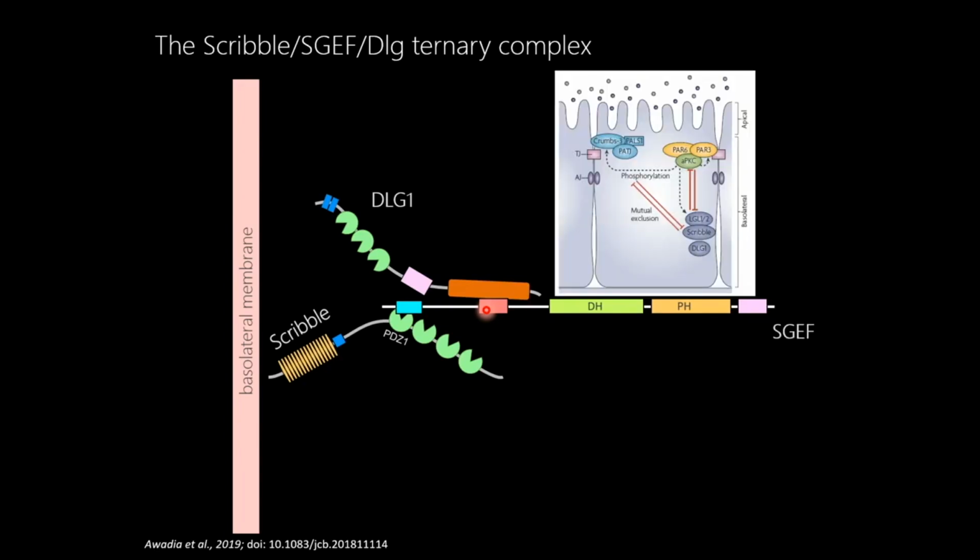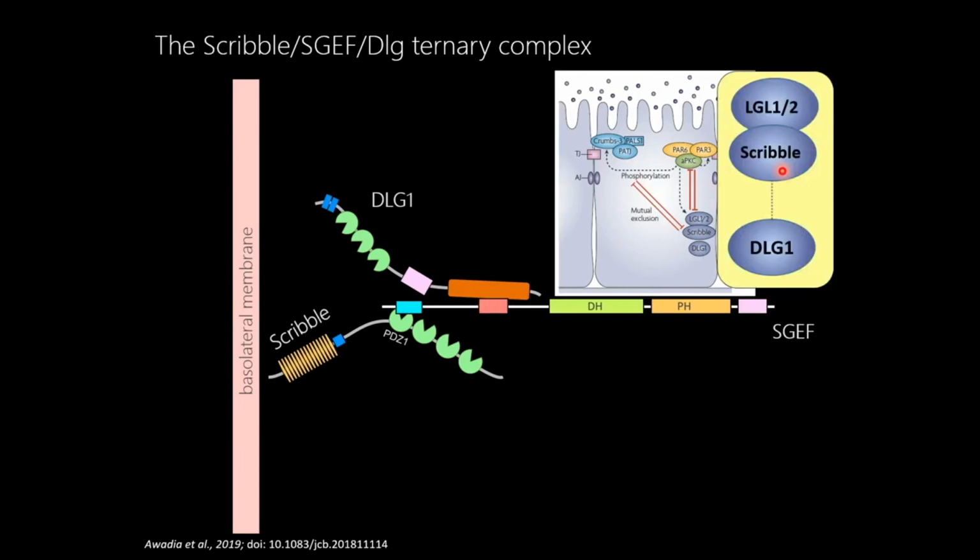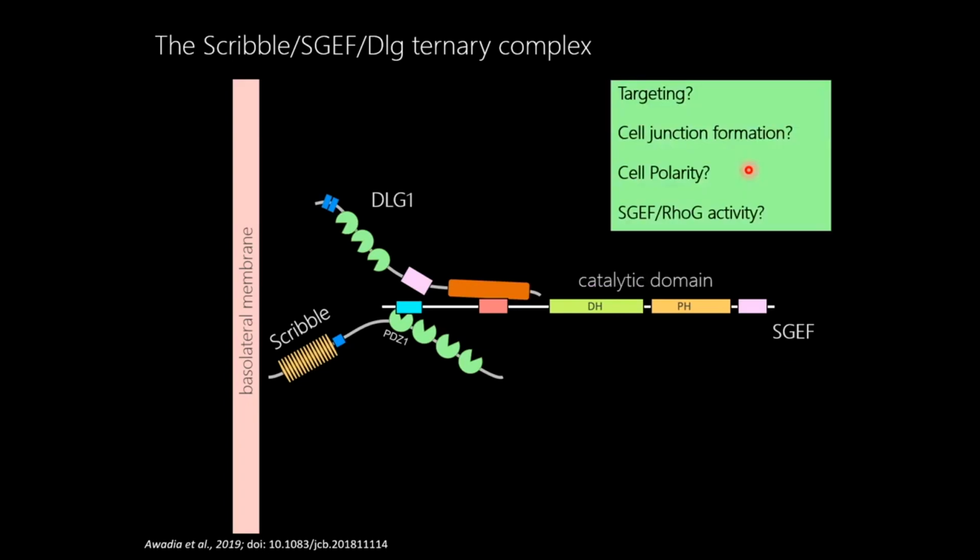This is relevant because a lot of people have studied the scribble complex, and they always found that even though they perform a similar function and they are required for the functions of the scribble complex as a whole, they do not interact physically with each other. So what we found is that SGEF brings these 2 proteins together. Now the question is, what do they do?